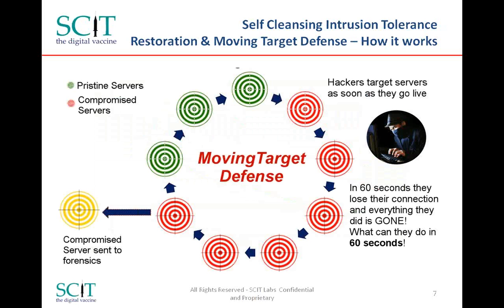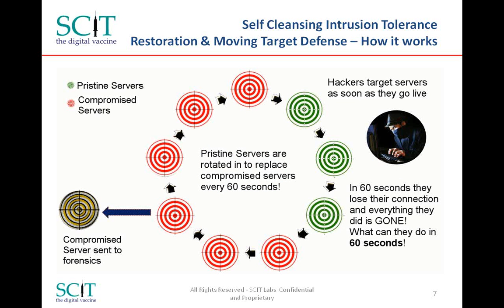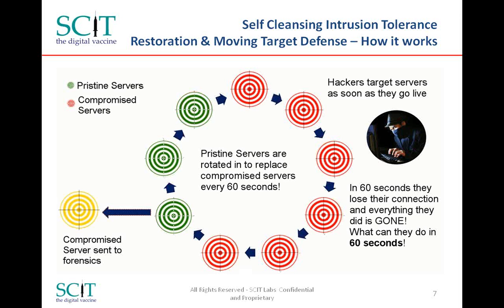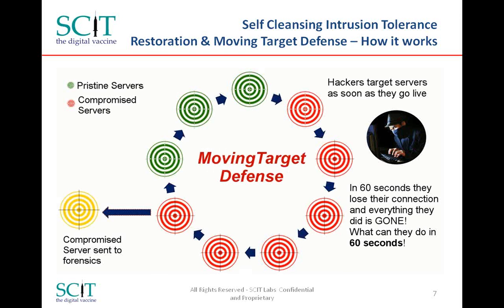This picture gives you another view of how the system works. The green servers are the pristine servers. The red ones are compromised servers. As soon as a server is brought online, we assume that it is compromised. And after a certain amount of time, maybe 60 seconds, we swap a green server for a red server. And hence, the online servers are always green.